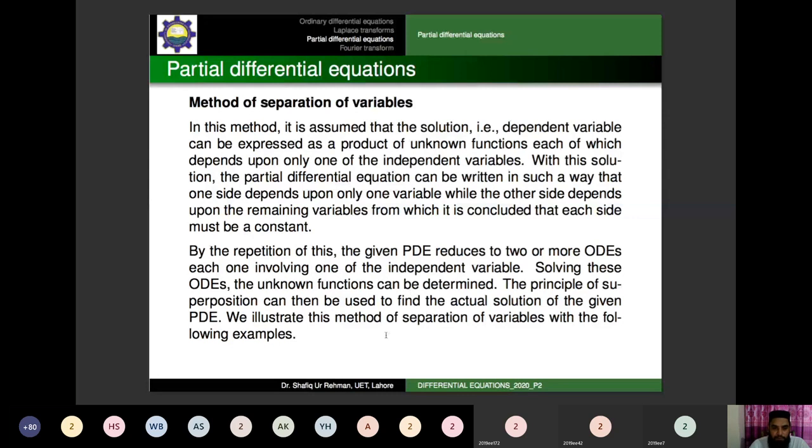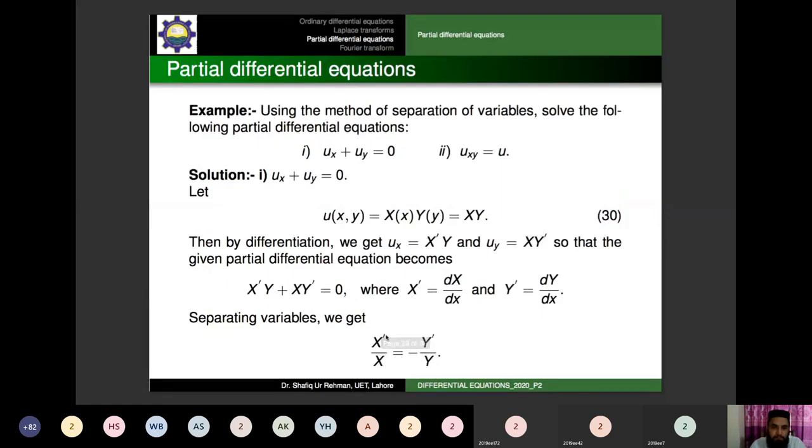So in the demonstration, we look into the illustration of this method of separation of variables by taking a few examples. The idea is that we will start with the assumption of unknown functions. The product of them is going to describe the solution. So this is the starting point. Take an example. By the method of separation of variables, we have to solve the following partial differential equations.